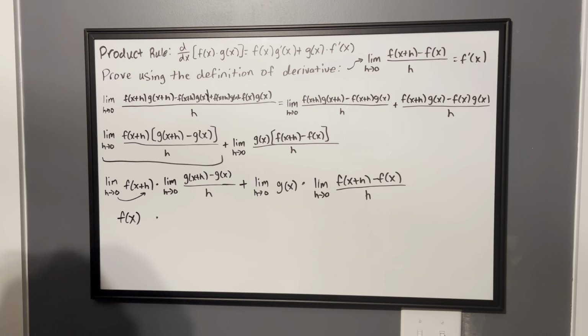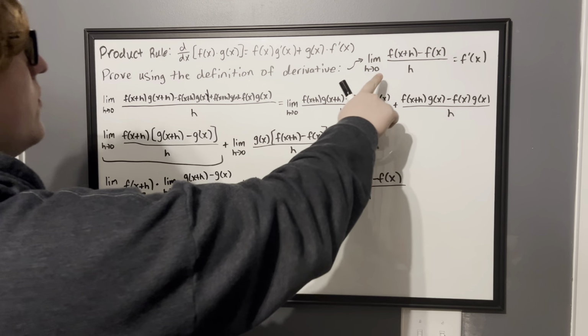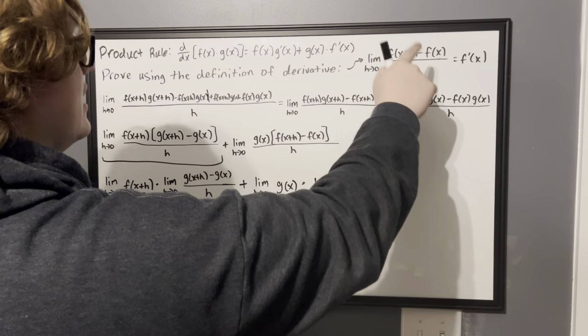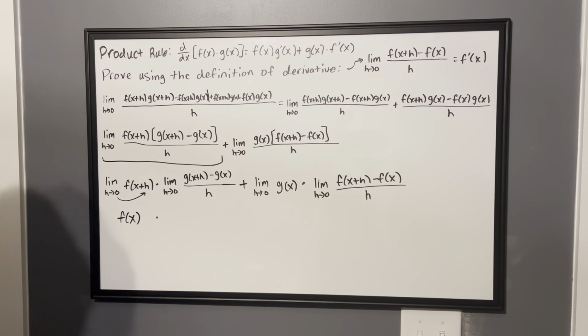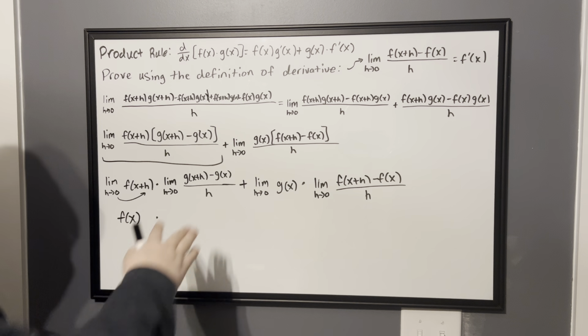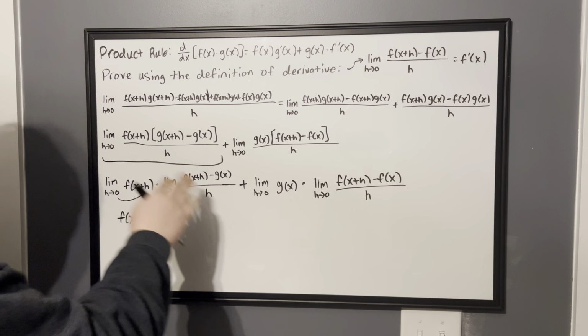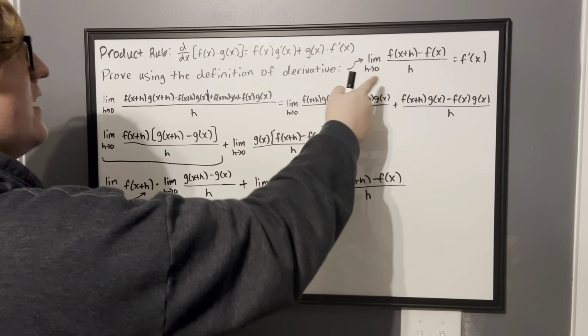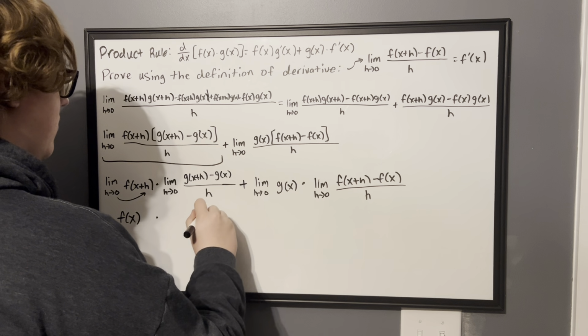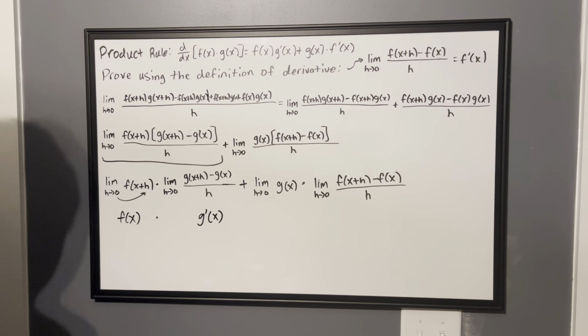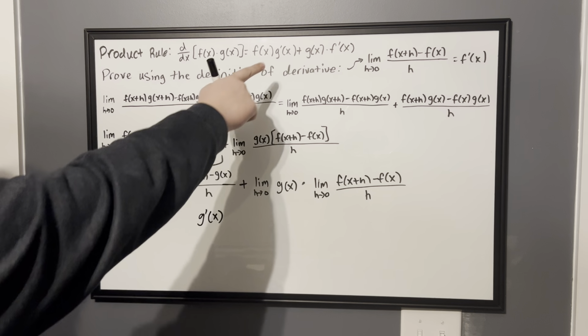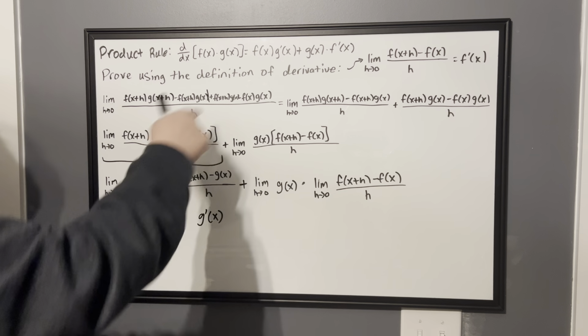Now you might think, what can we do with this? But remember the definition of derivative. The definition of derivative is f of x plus h minus f of x over h. This is in the exact form of the definition of derivative, just with g of x. So all this is the derivative of g of x just by using the definition. So this is g prime of x. And this is great because that's exactly what we were looking for, f of x times g prime of x.